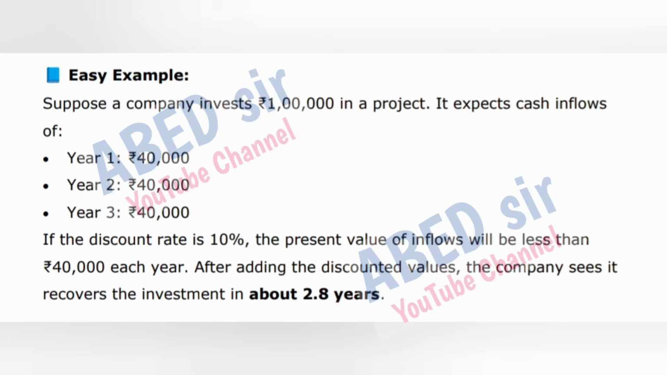money tomorrow. Easy example. Suppose a company invests 1 lakh rupees in a project. It expects cash inflows of Year 1, 40,000 rupees. Year 2, 40,000 rupees. Year 3, 40,000 rupees. If the discount rate is 10%, the present value of inflows will be less than 40,000 rupees each year. After adding the discounted values, the company sees it recovers the investment in about 2.8 years.